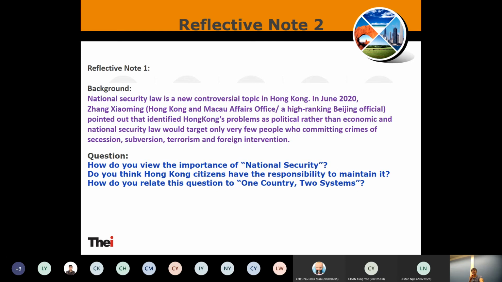Zhang Xiaoming pointed out that Hong Kong's problem is political rather than economic, and that the national security law would target only the few people who commit crimes. Okay. Question: how do you view the importance of national security? Do you think Hong Kong citizens have the responsibility to maintain it? How do you relate this question to one country, 2 systems?